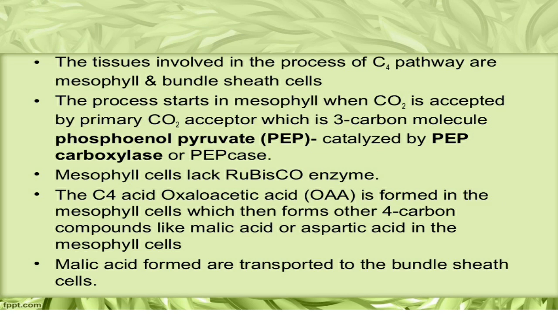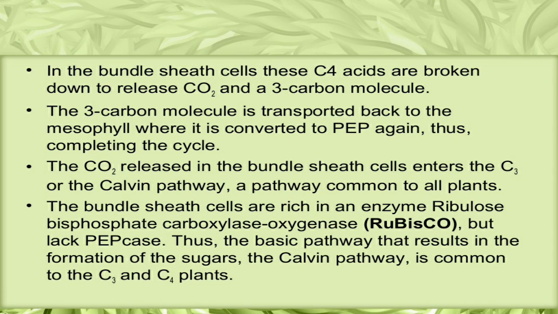Malic acid formed is transported to the bundle sheath cells. In the bundle sheath cells, these C4 acids are broken down to release carbon dioxide and a 3 carbon molecule. The 3 carbon molecule is transported back to the mesophyll, where it is converted to PEP, phosphoenol pyruvate, again, thus completing the cycle. The carbon dioxide released in the bundle sheath cells enters the C3 or the Calvin pathway, a pathway which is common in all plants.